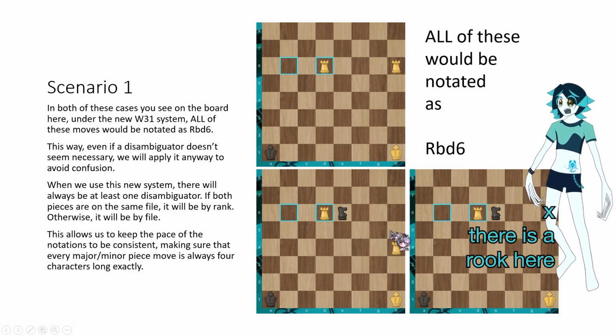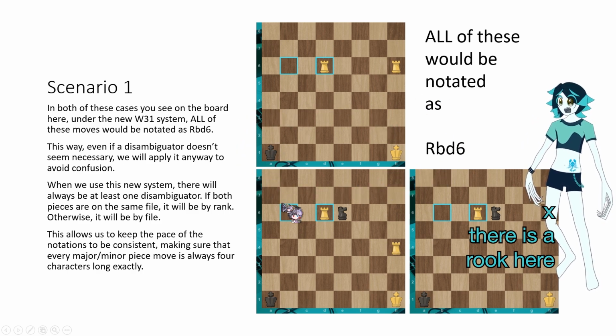In almost all cases, the disambiguator is going to be the file. If both pieces are on the same file, it's going to be the rank, but otherwise it's going to be the file. But even then, there will always be a disambiguator. Remember when in other cases there wouldn't be a disambiguator? Well, we're going to keep it consistent, and we're going to add a disambiguator every time.